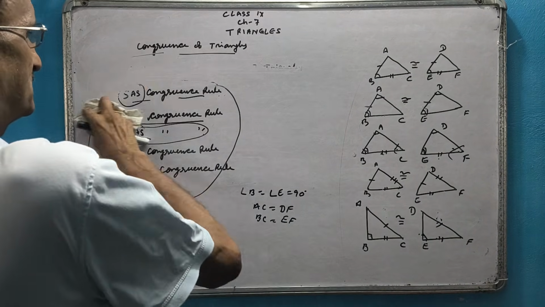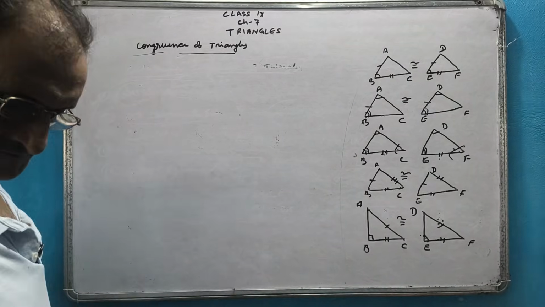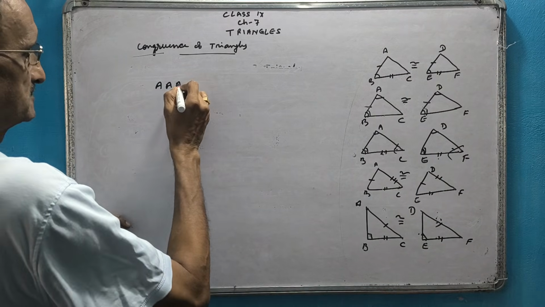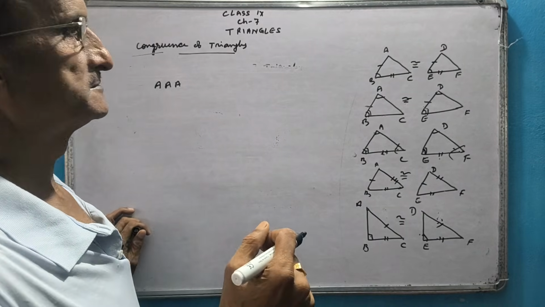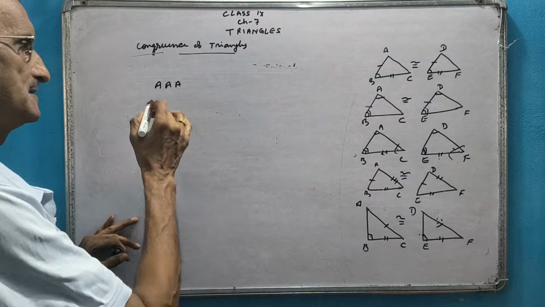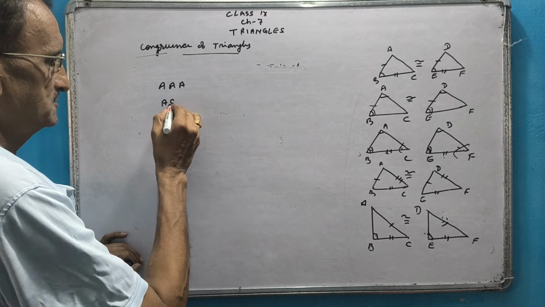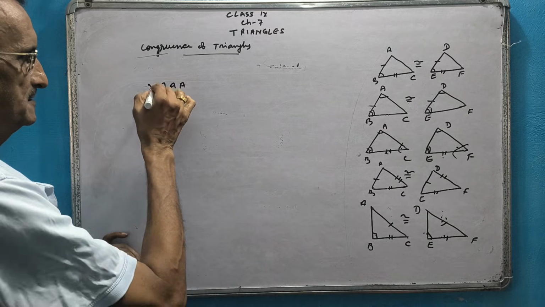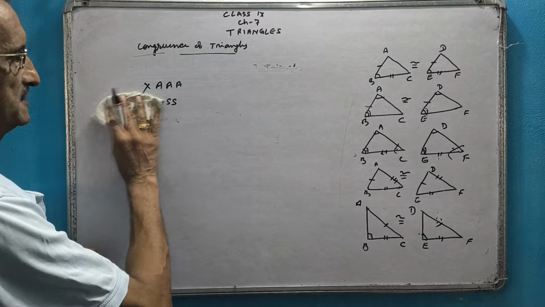Now sometimes a question comes like this: we don't have an angle angle angle congruence rule. It will be an MCQ: which of the following is not a rule of congruence of triangles. If AAA is given, you will say it's not a congruence rule. It is also not a congruence rule, and this is also not a congruence rule. So keep it in mind, it will help you to do the MCQ.